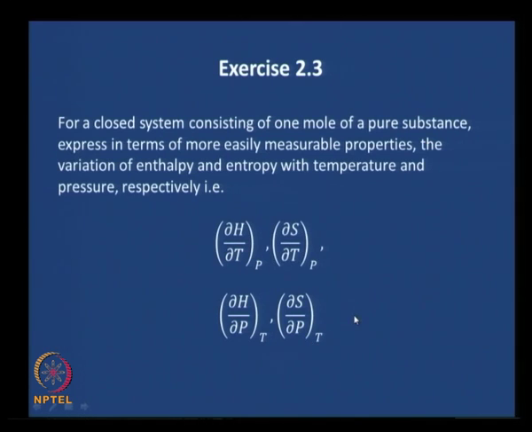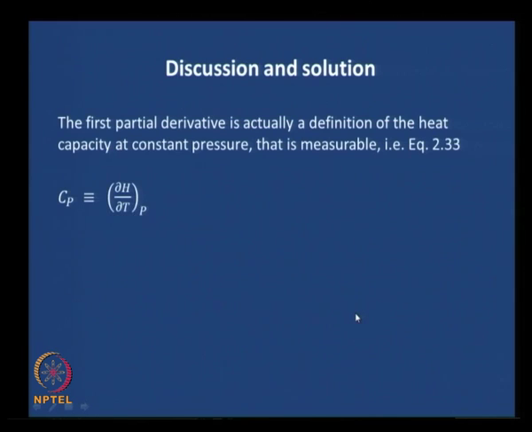The way to go about this would be as follows. The first partial derivative was ∂H/∂T at constant P. If you go back into your notes or the earlier slides of this lecture, you would find that this is the definition of Cp, which is a measured quantity, the data of which is available. So we do not have to do anything further. ∂H/∂T at constant P is itself a measured quantity.